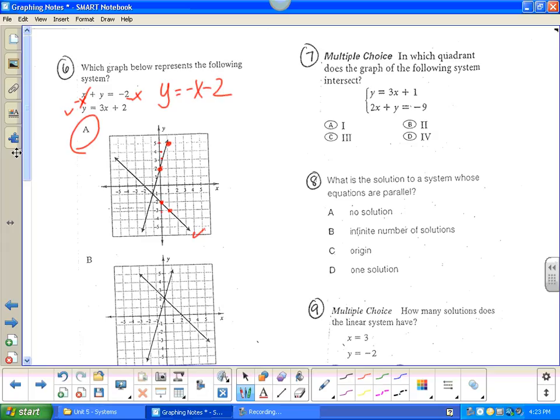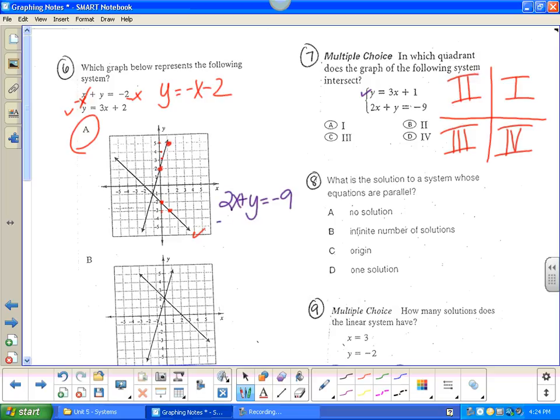Number 7, it says, in which quadrant does the graph of the following system intersect? Okay, well, you need to know your quadrants. Where everything is positive is quadrant 1. This is quadrant 2. This is quadrant 3. And quadrant 4 is IV. That's quadrant 4. So I need to kind of baby graph these. This one's already done, so I'm going to take this one, this 2x plus y equals -9.